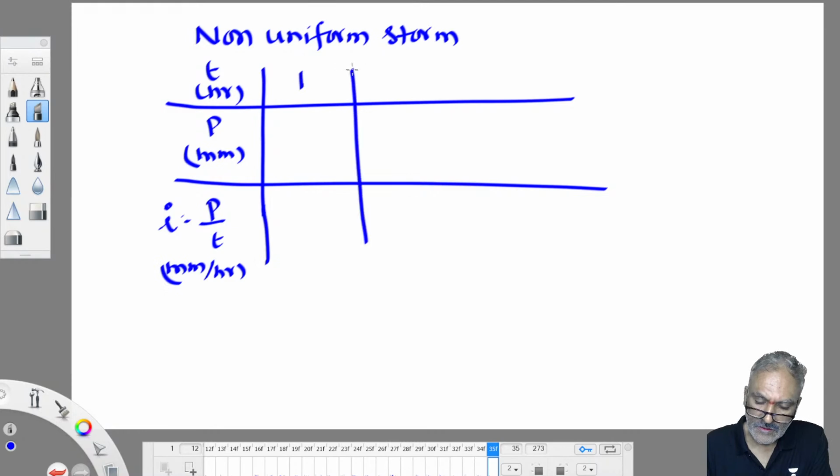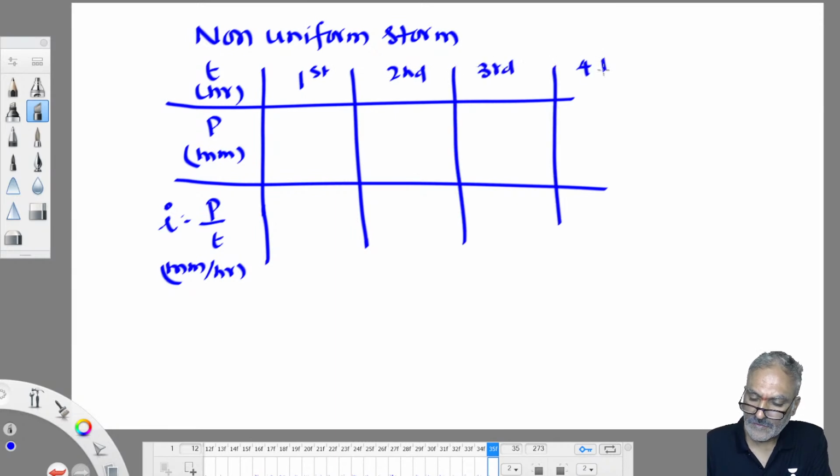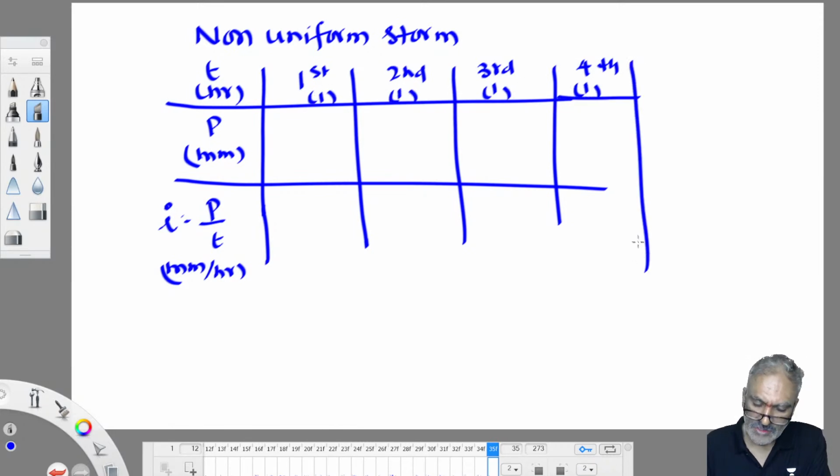First 1 hour, second 1 hour, third hour storm, this is fourth hour. So each is of 1 hour duration only. 1 hour, 1 hour, 1 hour. Total storm duration is 4 hours. So 9, 28, 12, 7. That's all now.